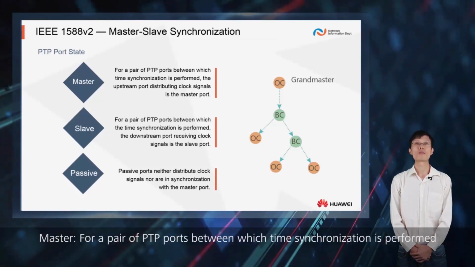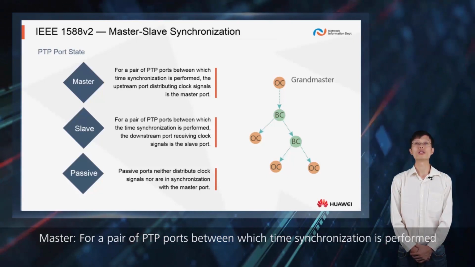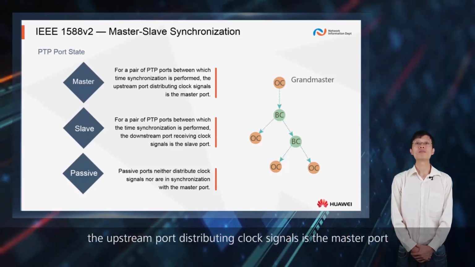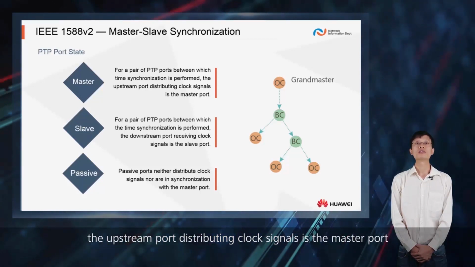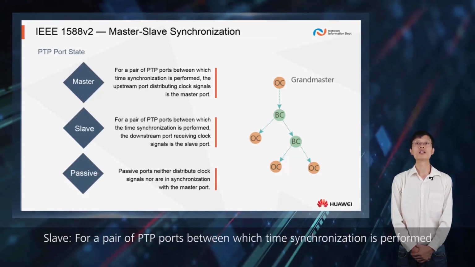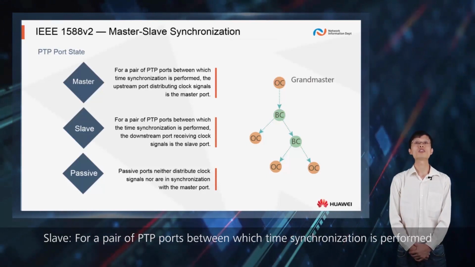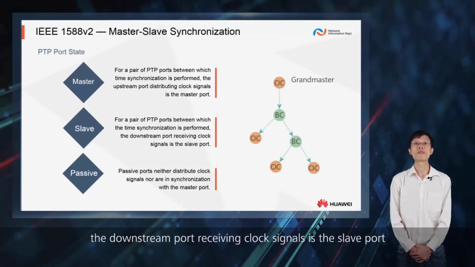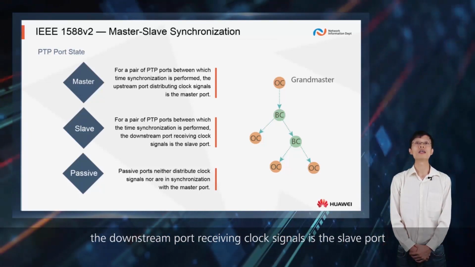Master. For a pair of PTP ports between which time synchronization is performed, the upstream port distributing clock signals is the master port. Slave. For a pair of PTP ports between which time synchronization is performed, the downstream port receiving clock signals is the slave port.